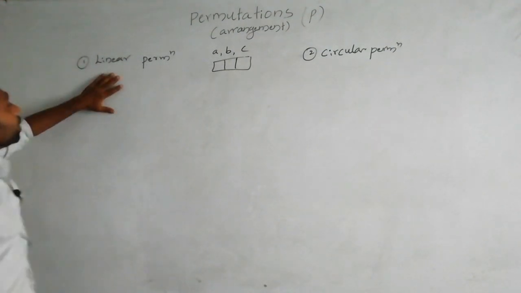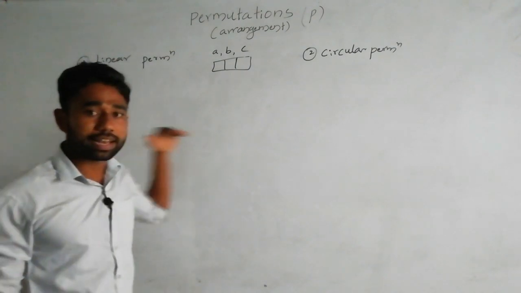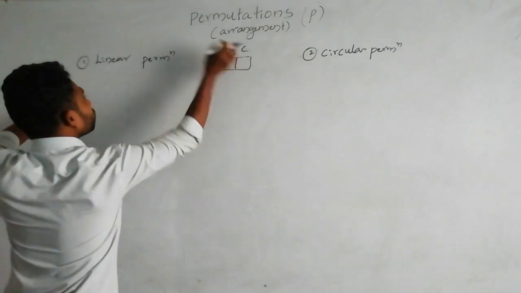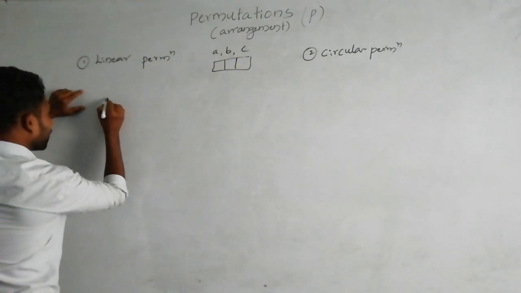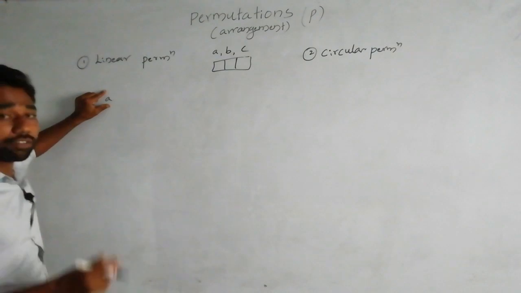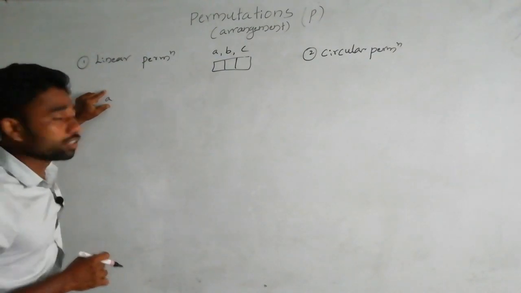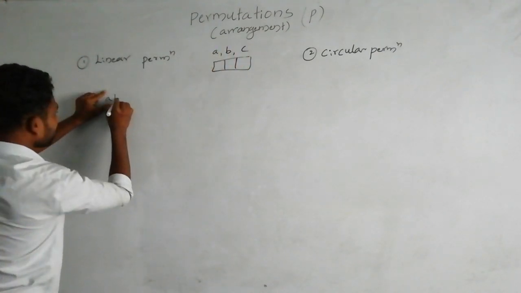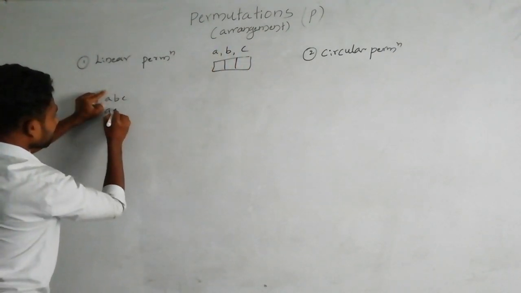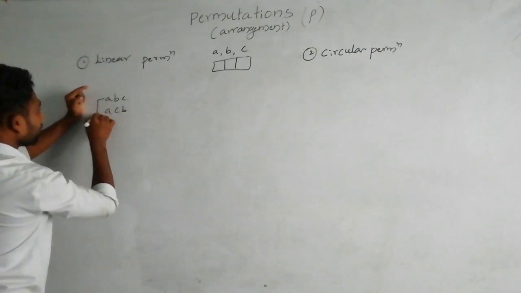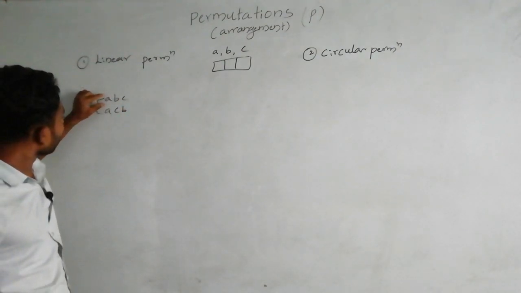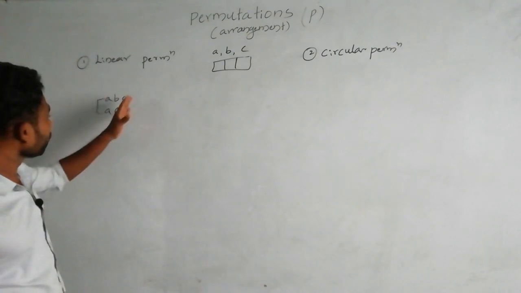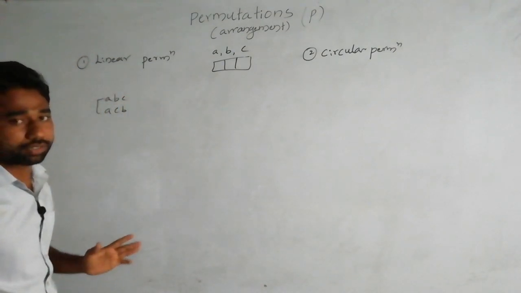Here, linear permutation means it is a line form. How to arrange? Here I want to select one letter, the letter A, and fix A in the first place. Then arranging the remaining two letters like this: A B C, A is in the first place, and A C B. Taking A in the first place, we got two linear permutations.